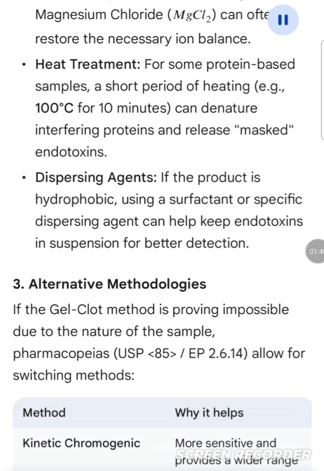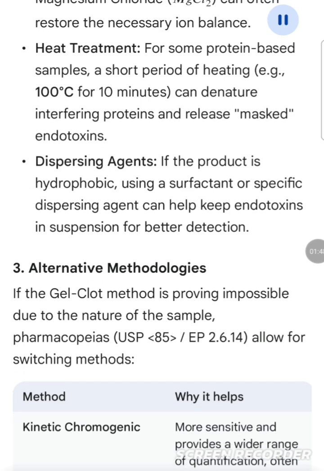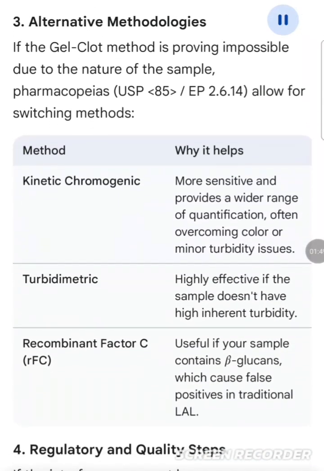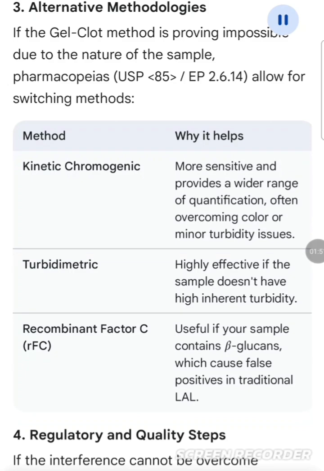Dispersing agents. If the product is hydrophobic, using a surfactant or specific dispersing agent can help keep endotoxins in suspension for better detection. 3. Alternative methodologies. If the gel clot method is proving impossible due to the nature of the sample, pharmacopoeias, USP <85> and EP 2.6.14, allow for switching methods.